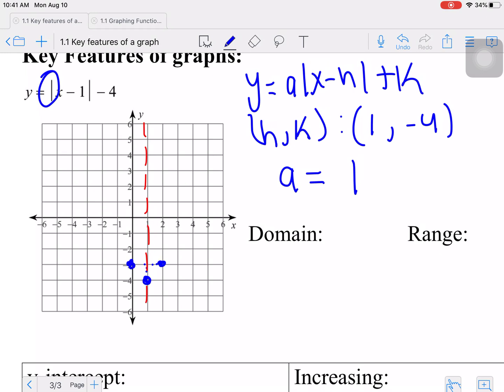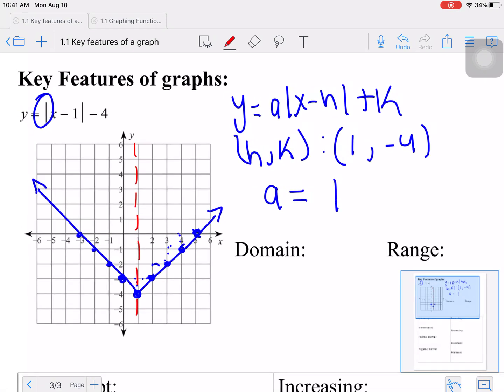Again, if you want to get more accurate, which in this case I do, you can go ahead and graph and make more points. And again, you can just go ahead and mirror those points to the other side. And there's an accurate representation of my absolute value function. Cool. So let's go ahead and get all the key features.